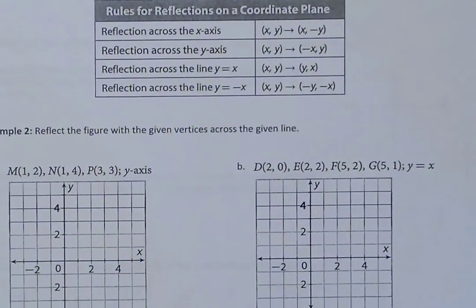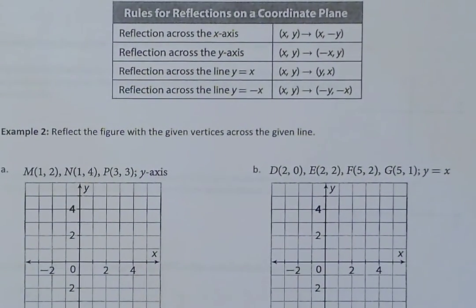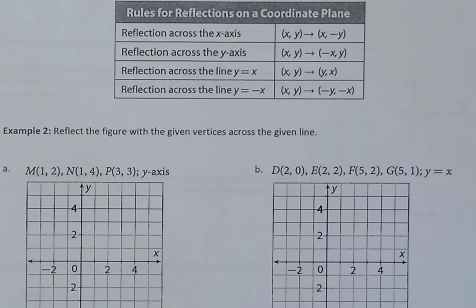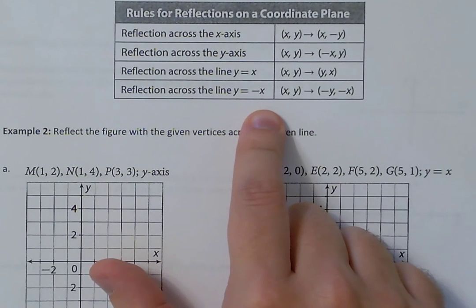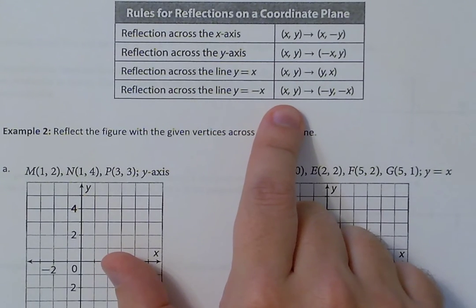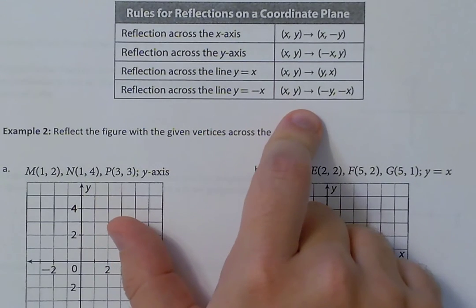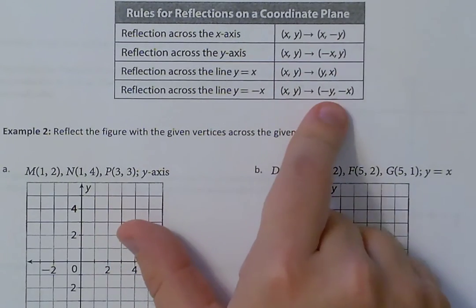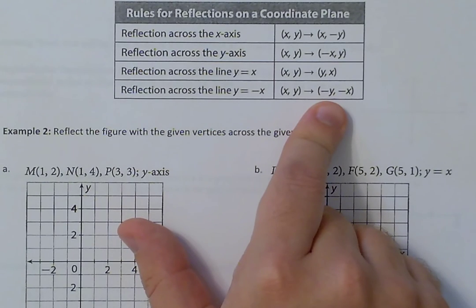All right, example 2. We're going to continue with reflections, but now we are moving into reflections in the coordinate plane. This is the point where I want you to know that this table is going to be super helpful for you. I'm not going to ask you to memorize these right now, because they can be a bit confusing. I want you to know how to use these coordinate notation rules rather than worrying about memorizing them for now.